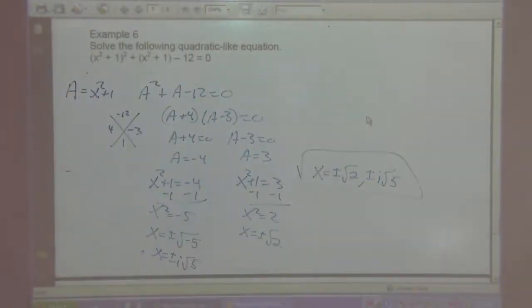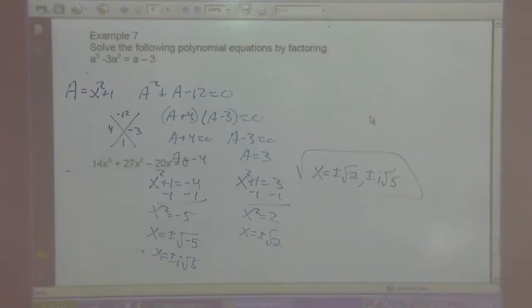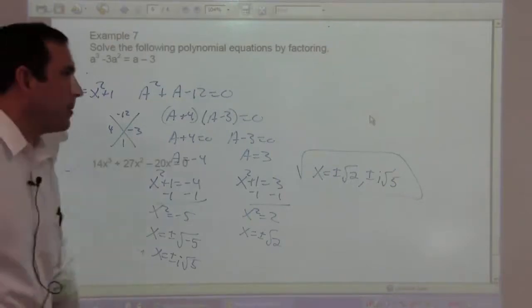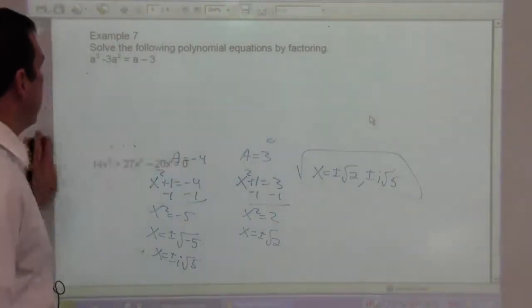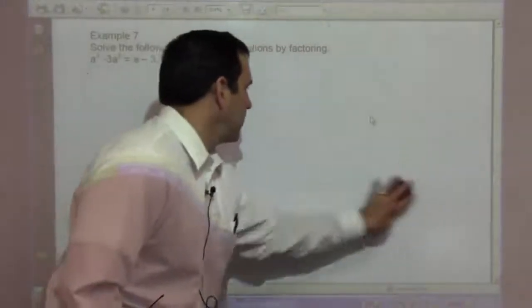Moving on to the last page in this section. Feel free to pause that if you need to. Okay, we have examples 7 and 8 to do. Solve the following polynomial equations by factoring.